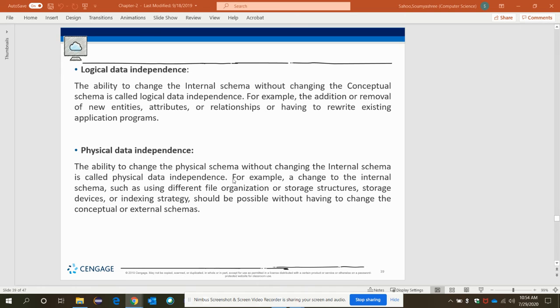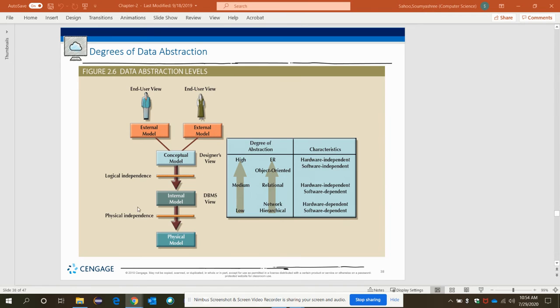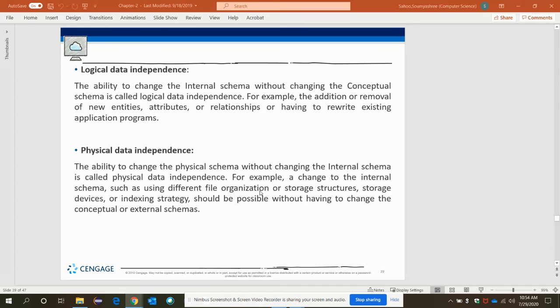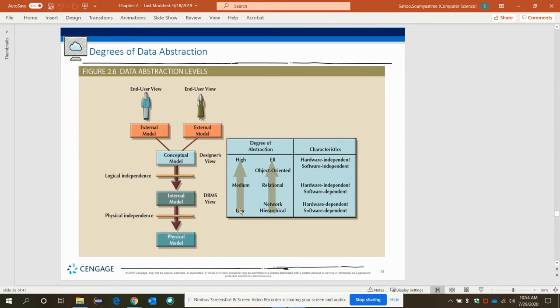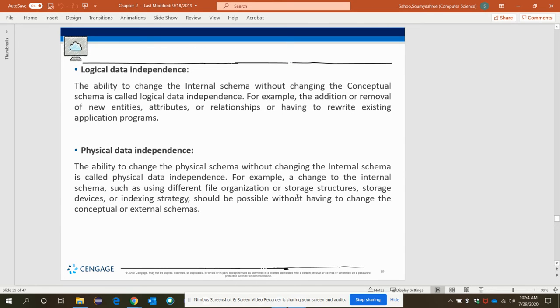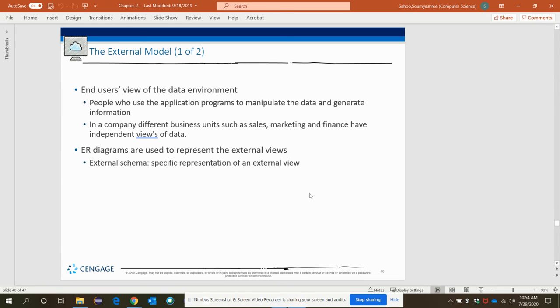Okay, so there are again two terms, logical and physical independence. Logical data independence is the ability to change the internal schema without changing the conceptual schema. And this is one example I have given. And physical data independence, which lies between the internal and physical model, is the ability to change the physical schema without changing the internal schema. These are the different terms that you must know about.